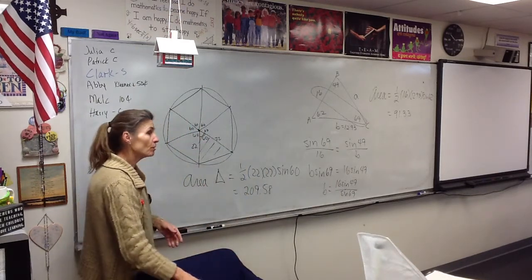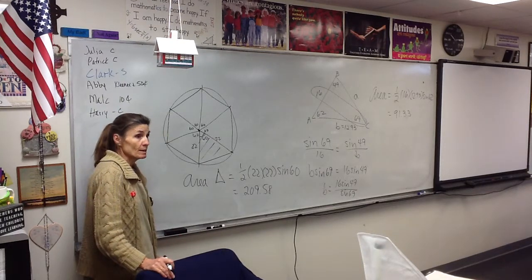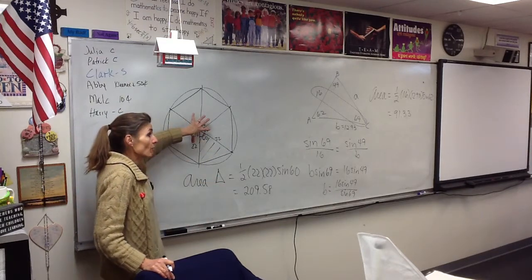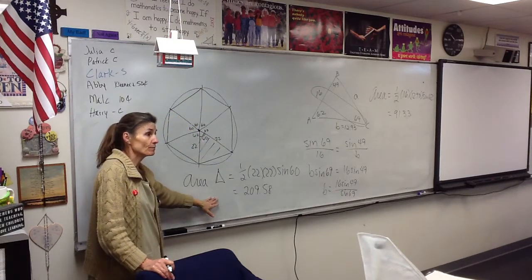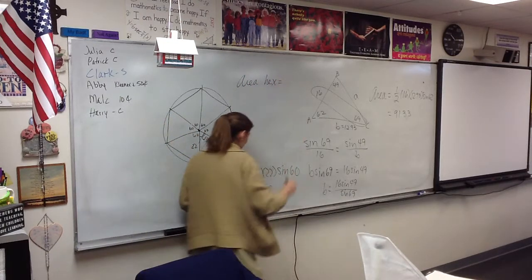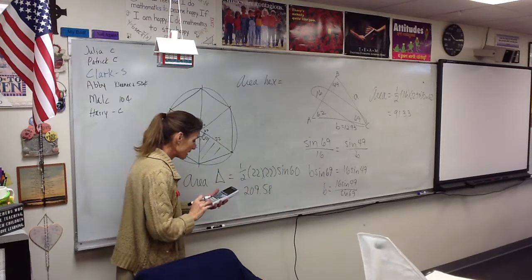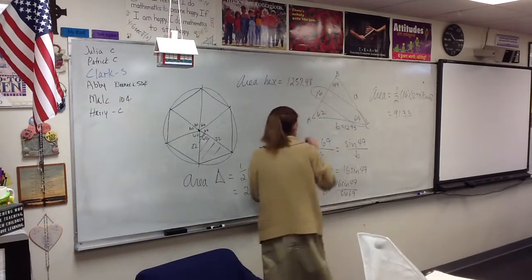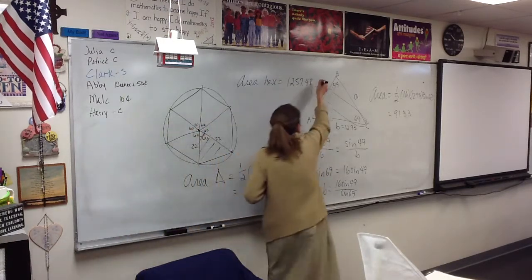Now, if you put that down as the answer to the question, you're going to get partial credit. This is the area of the triangle. We wanted the area of the whole hexagon. So what would we have to do? Multiply by 6. So the area of the hexagon will be that number times 6. I got 1257.48. Yeah, 47. And that would be square feet.